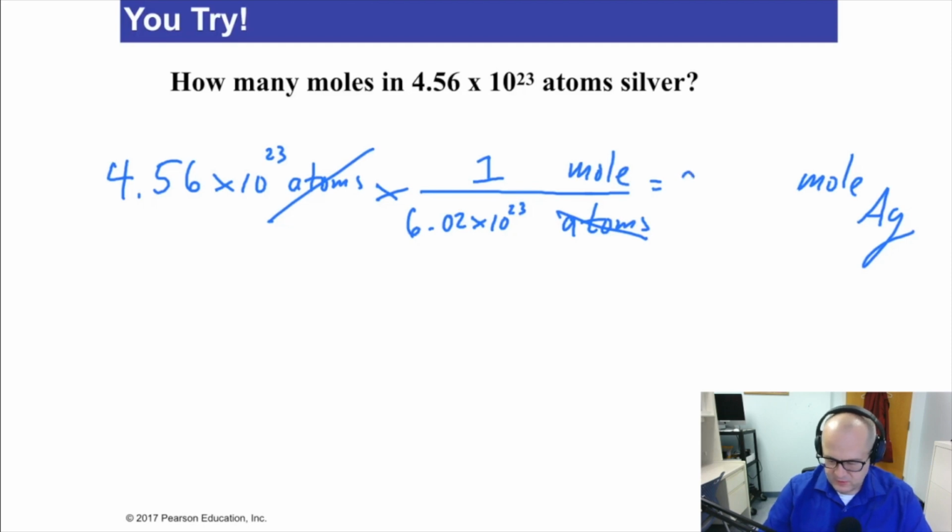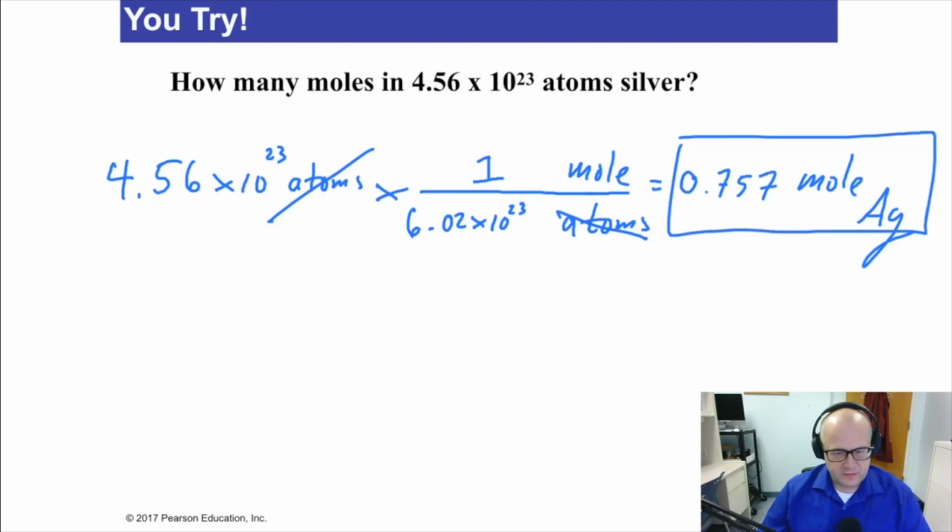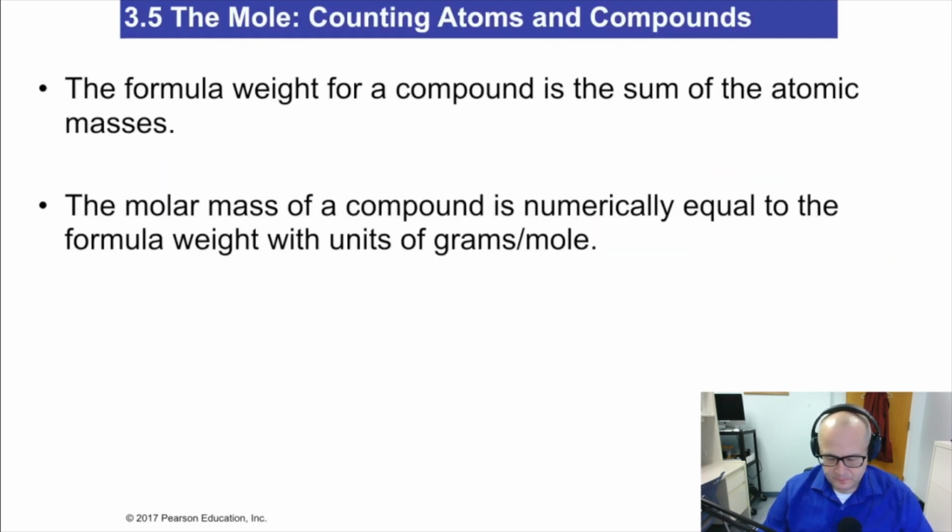And the answer is 0.757 moles of silver. All right, now I'm sure you got that right. If you didn't, go back and review the videos and come back and try this question again. I'm sure most of you got it right, if not all of you got it right. Pretty easy stuff. You guys are all pretty smart.